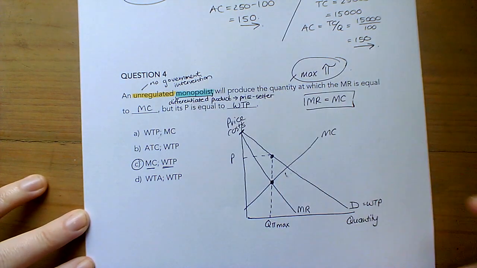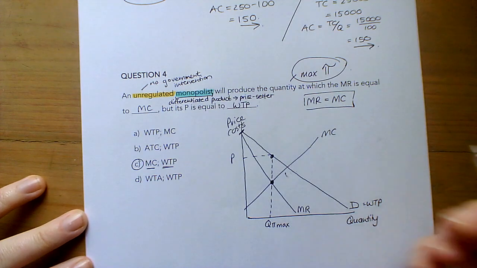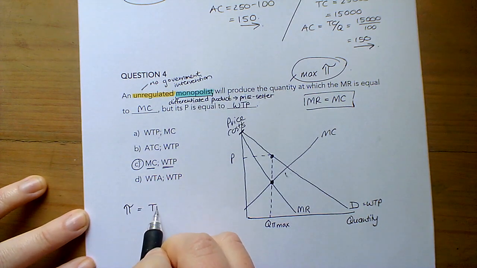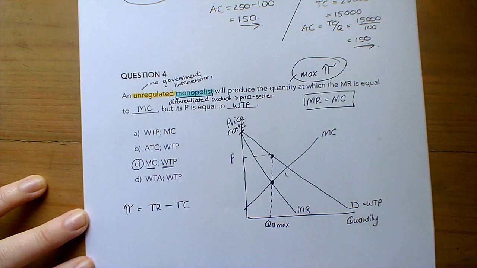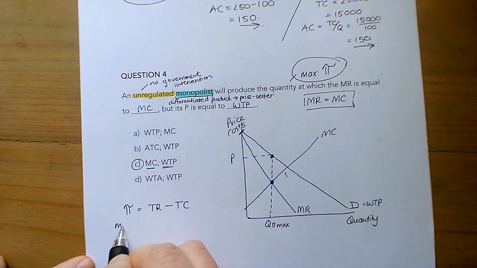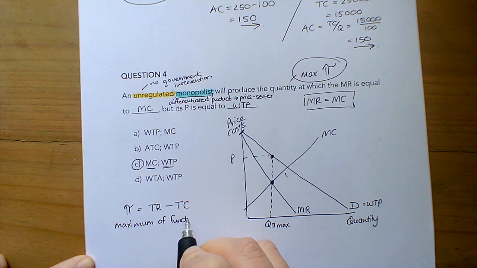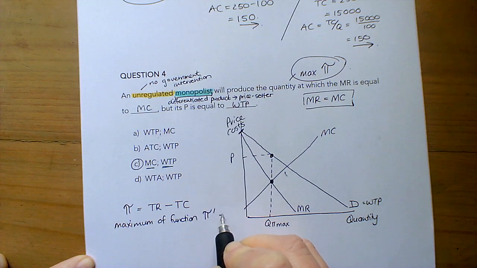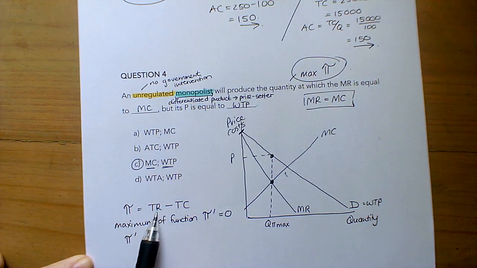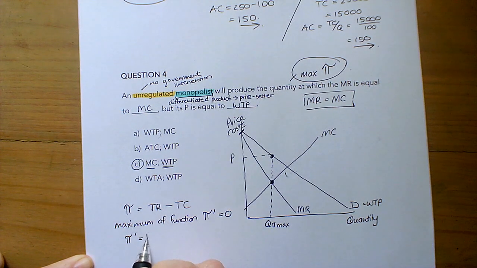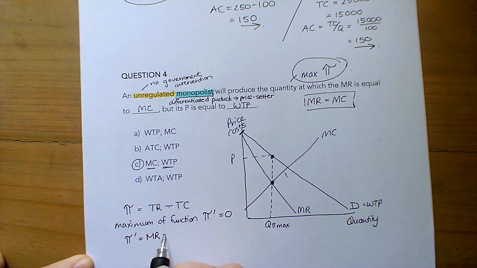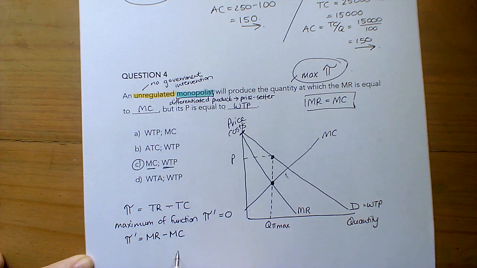Just to remind you where this profit maximizing rule comes from. Profit is total revenue minus total cost. If you're looking for a maximum of a function, you're going to find where its first derivative is 0. So if I take the first derivative of this function, the first derivative of total revenue is going to be marginal revenue, and the first derivative of total cost is going to be marginal cost, and I want to solve for where this is 0.